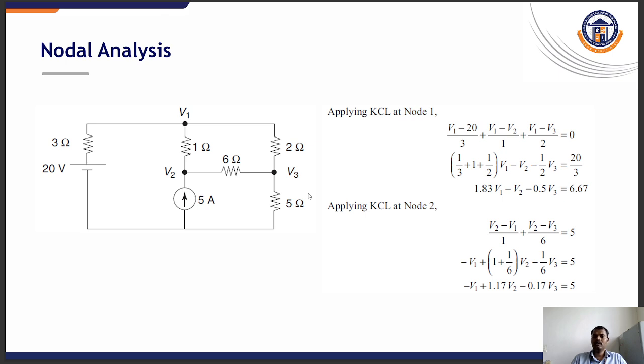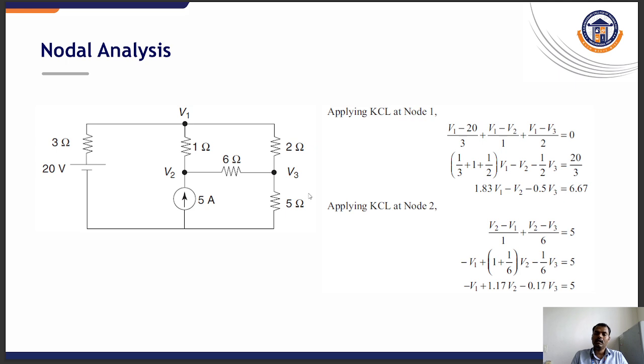By applying KCL at node 1, we can write (V1 minus 20) divided by 3, plus (V1 minus 2) by 1, plus (V1 minus V3) divided by 2, is equal to 0. Thus by simplifying this, we can write 1.83 V1 minus V2 minus 0.5 V3 equal to 6.67.